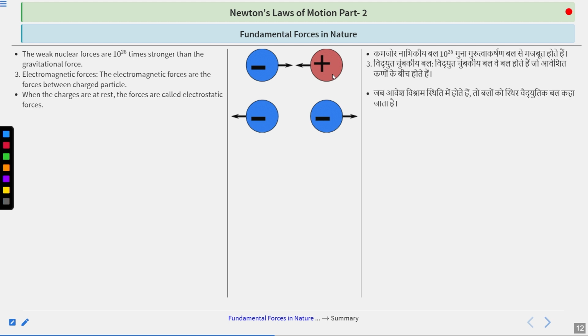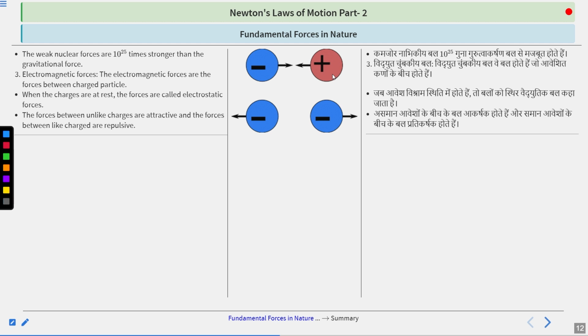When the charges are at rest, the forces are called electrostatic forces, because they have charge, but they are not moving, they are static, so that's why electrostatic forces. The forces between unlike charges are attractive and the forces between like charges are repulsive. Here you can see two pictures that explain it well.